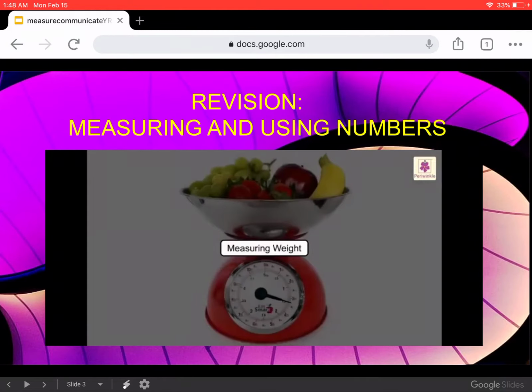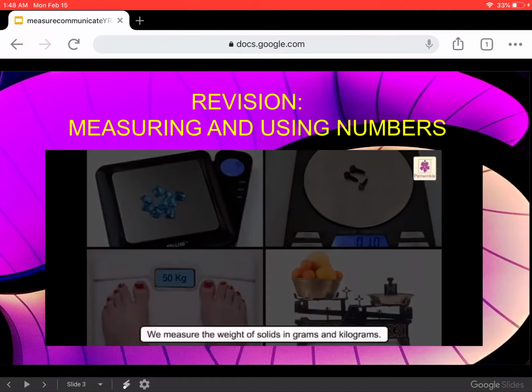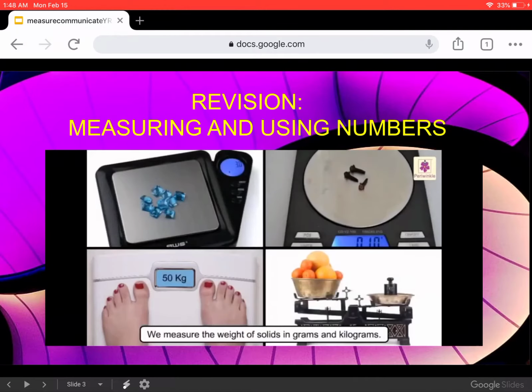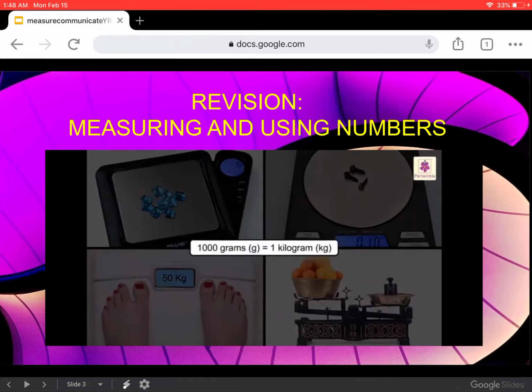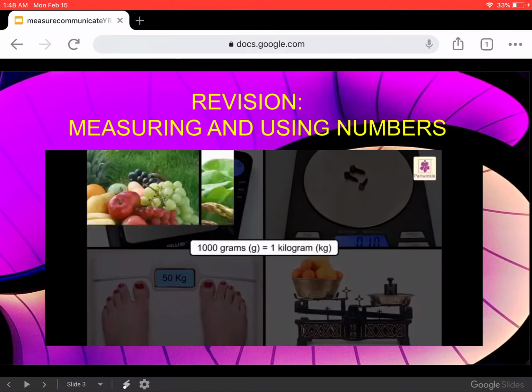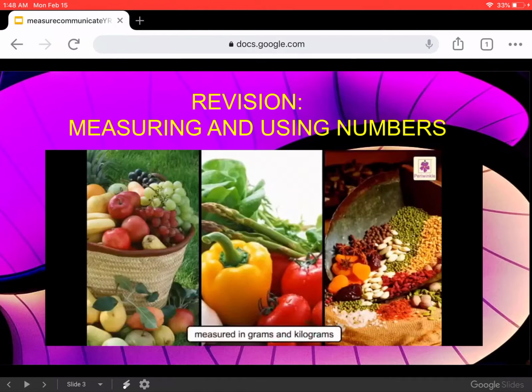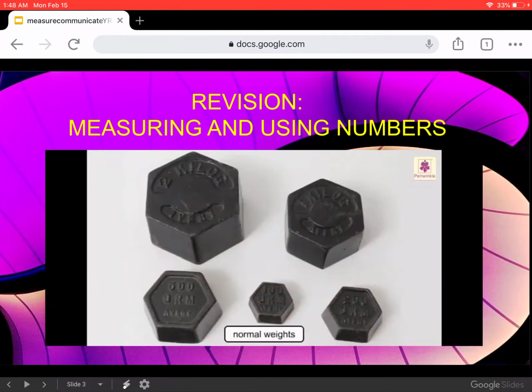Measuring weight. We measure the weight of solids in grams and kilograms. 1000 grams is equal to 1 kilogram. Fruits, vegetables, and grocery items are also measured in grams and kilograms. These are the normal weights that a greengrocer and grocer have.